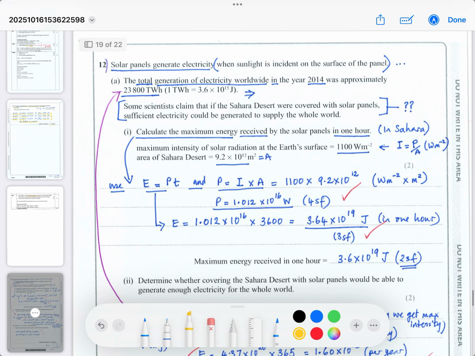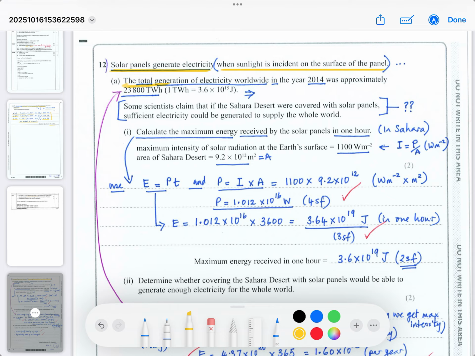So here's the final question. I'm going to do section C all in one go, so it's going to be slightly longer than the previous 2 parts. Solar panels generate electricity. We know that from GCSE, when sunlight is incident on the surface of the panel. Obviously, it depends on the angle that the sunlight hits the solar panel, but this question doesn't go into that level of detail.